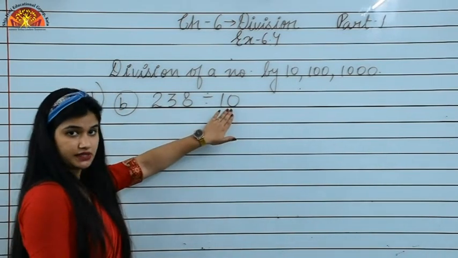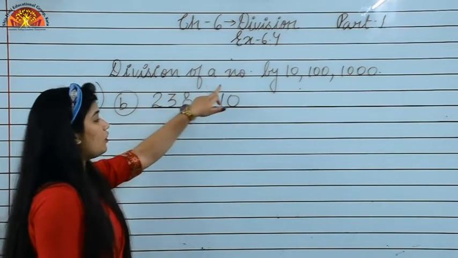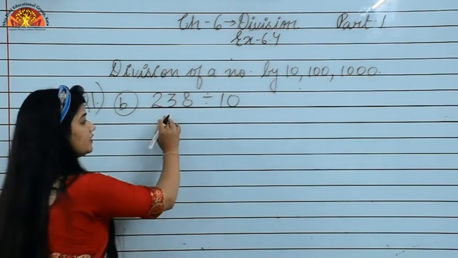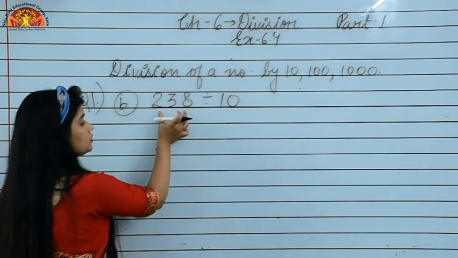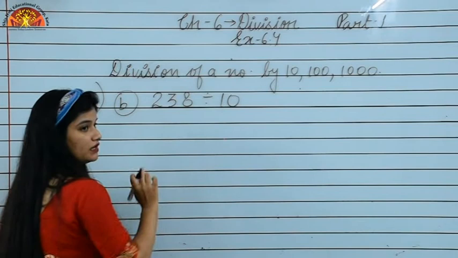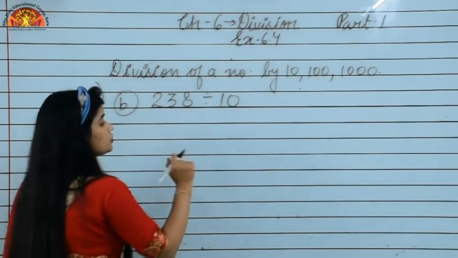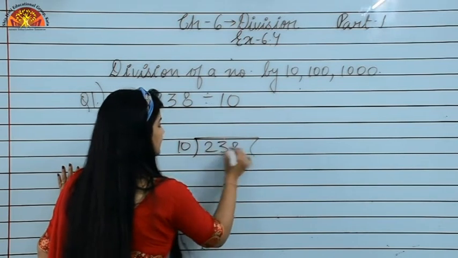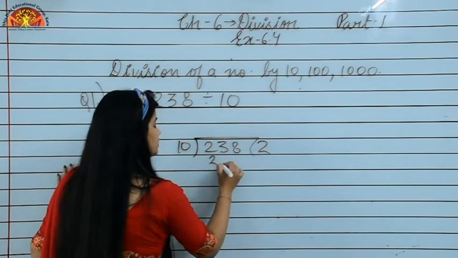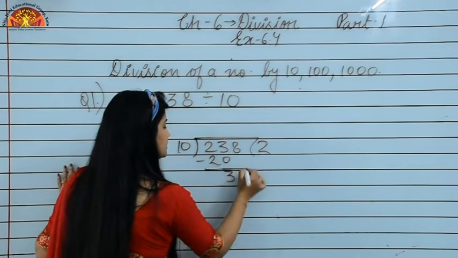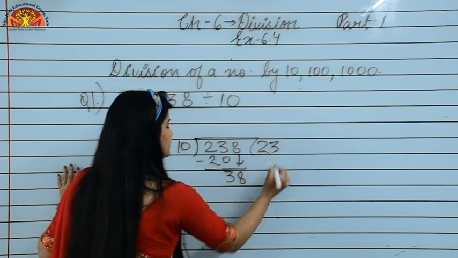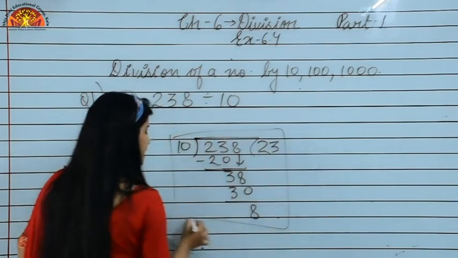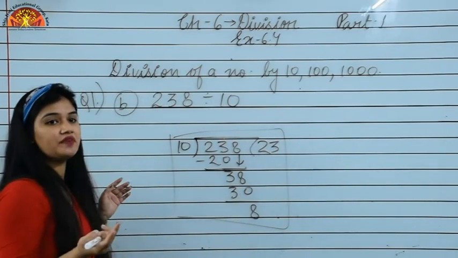हम किससे divide कर रहे हैं? 10 से. So division of a number by 10, 100, 1000 we'll see here. How can we divide 238 by 10? हम इसको 10 से कैसे divide करेंगे? So students, 238, 10 2s are 20, remainder is 3 and 10 3s are 30 and the remainder is 8. This is the long division method. But हम इसे mentally कैसे divide कर सकते हैं?